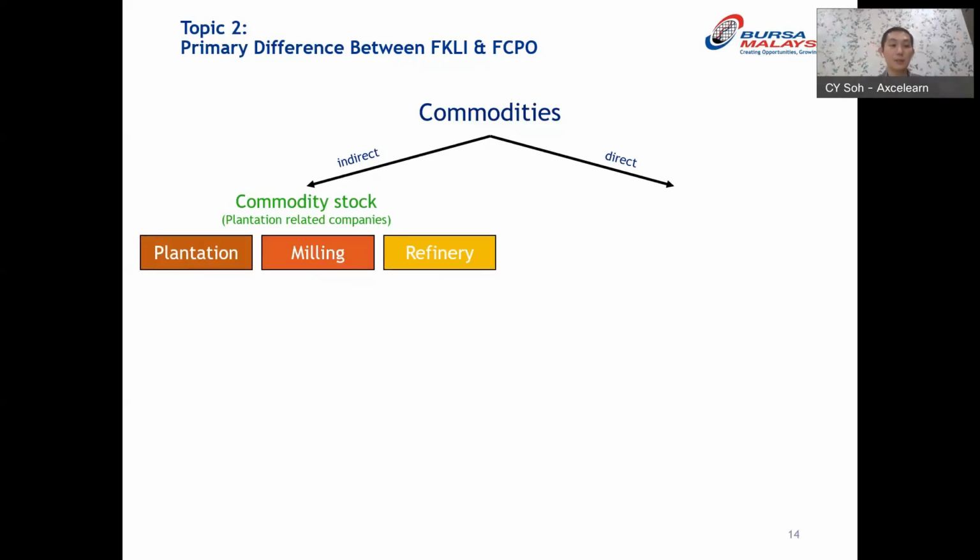So the milling business is where you crush all of those palm oils into crude palm oil. It's like you get your apple and then you get your apple juice first, your crude apple juice. So this is on the milling business.